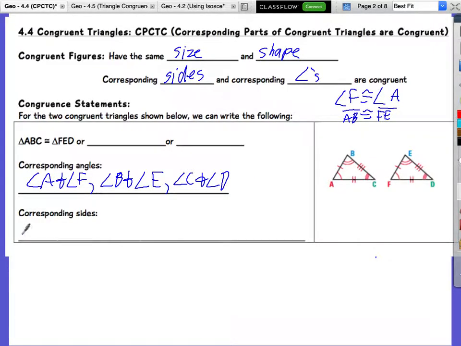So corresponding sides, side AB, which side is that congruent to? AB is congruent to side FE. Very good. Side BC is congruent to what side? ED, very good. And side AC is congruent to what side? FD, very good.